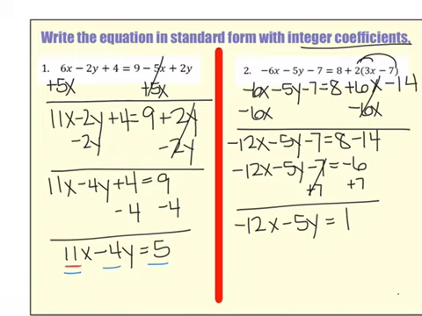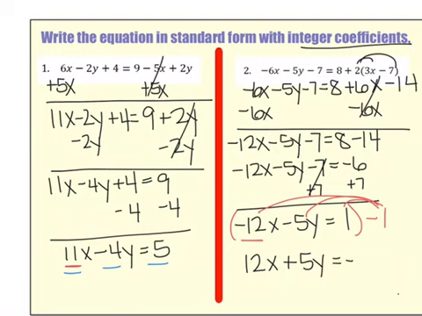So I got to here: negative 12x minus 5y equals 1. And when I go to check, I have an issue here. The a value is negative, so I need to make that a positive. To do that, I'm going to multiply the entire thing by negative 1, which means everything gets multiplied by negative 1. So I end up with 12x plus 5y equals negative 1. This would be my final answer in standard form.